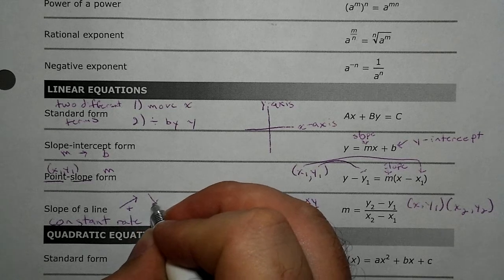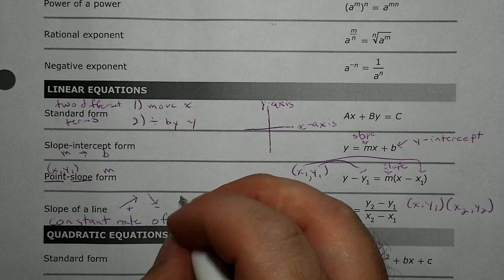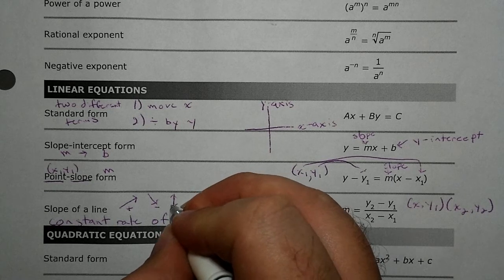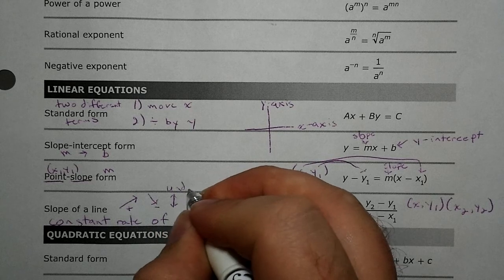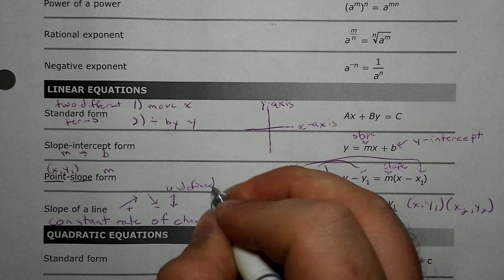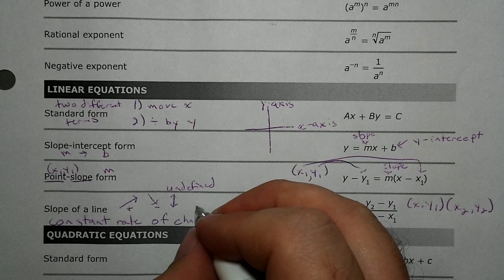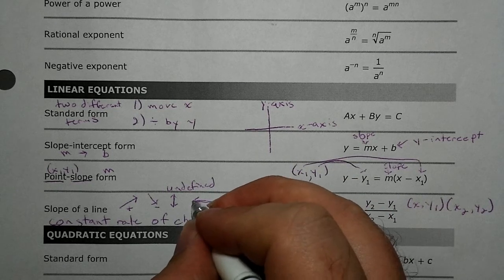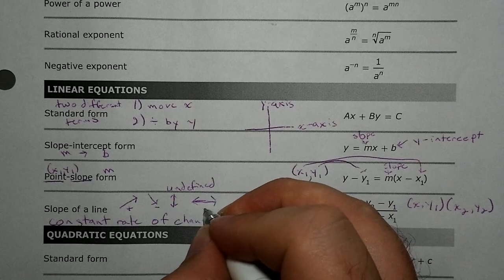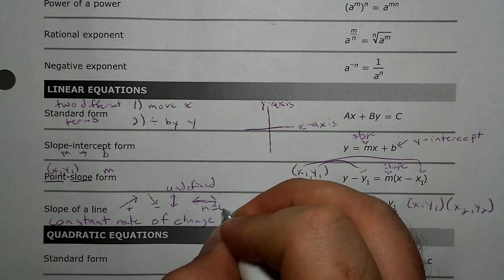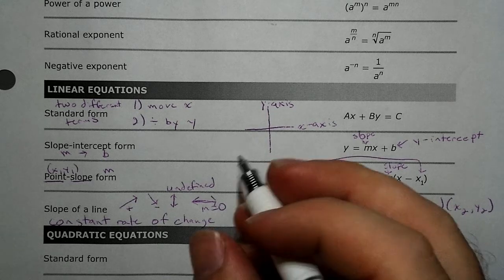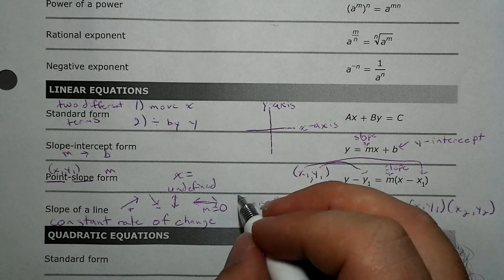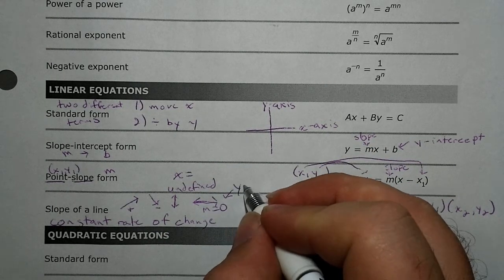When it's decreasing left to right, that's a negative slope. If it goes straight up and down, this is undefined. And if it goes left to right, it is a slope of 0. Now, whenever they write the equations, the undefined slopes will always say x equals some number. The 0 slopes will always say y equals some number.